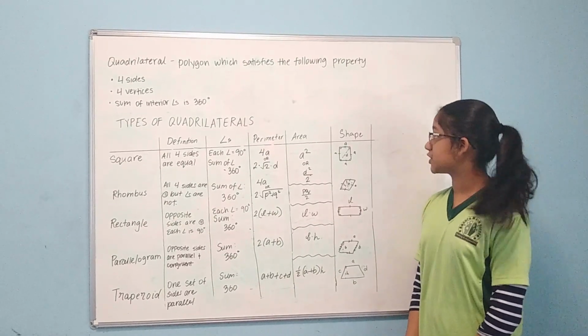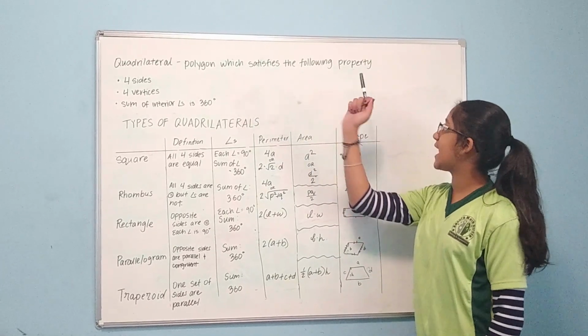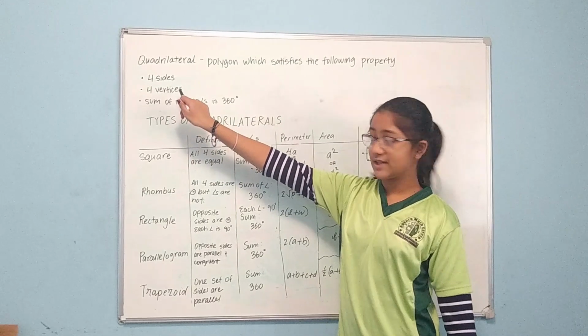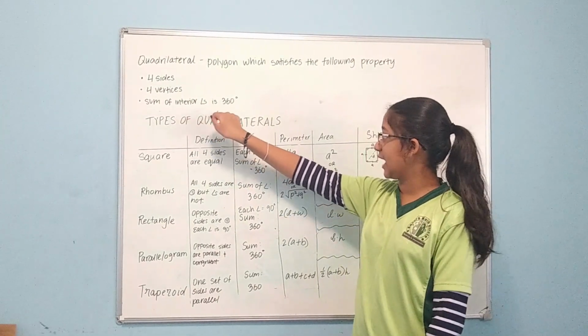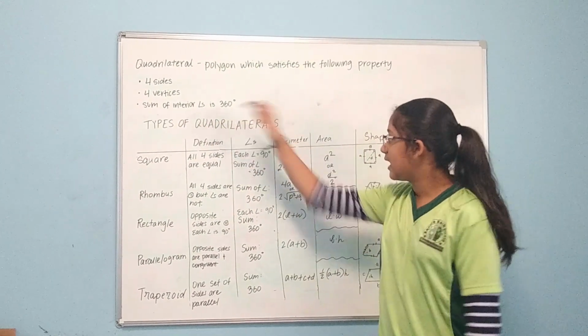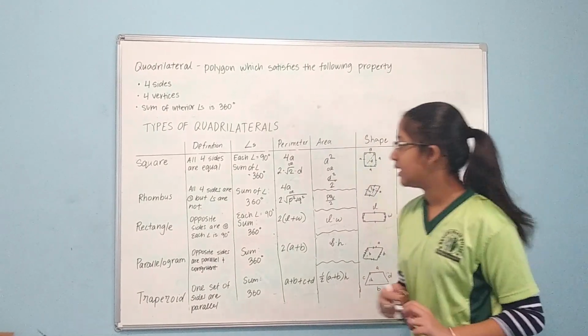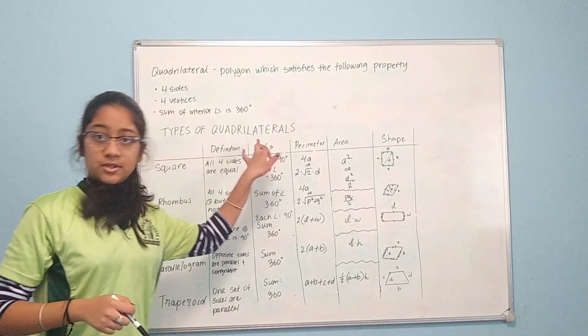So now let's look at quadrilaterals, which are polygons which satisfy the following properties. They have 4 sides, 4 vertices, and the sum of the interior angles is 360 degrees. And interior angles are basically the angles inside the shape. Now let's look at the types of quadrilaterals.